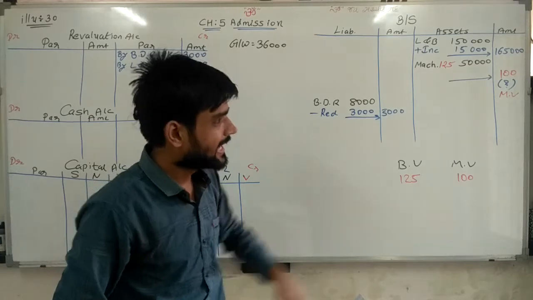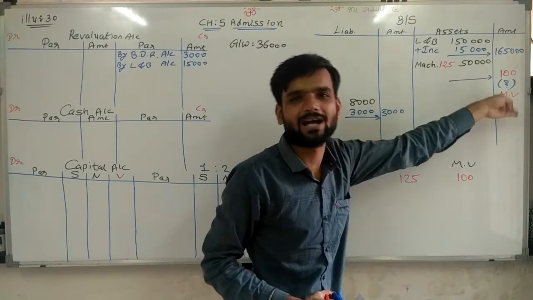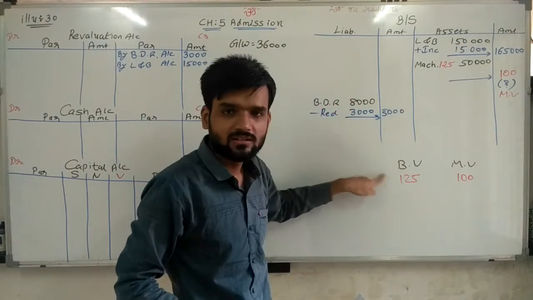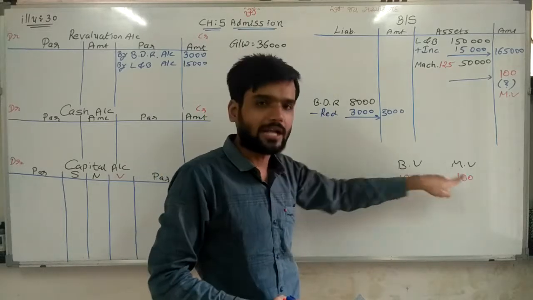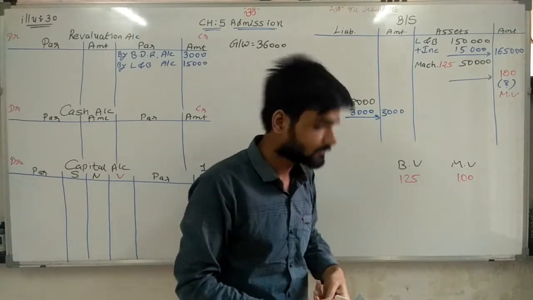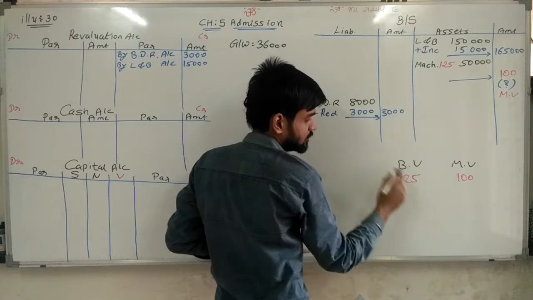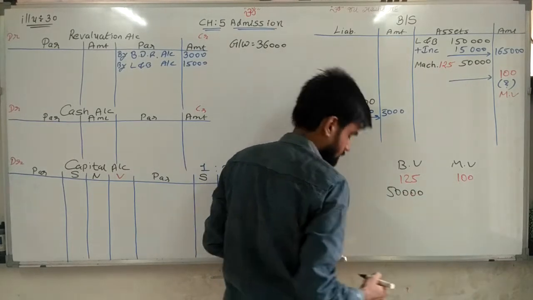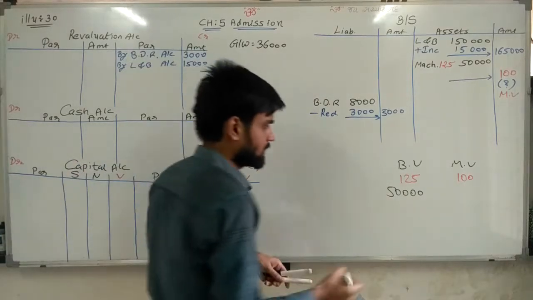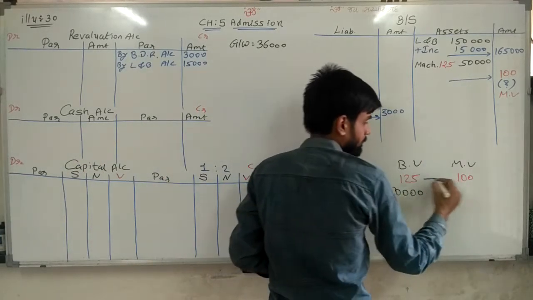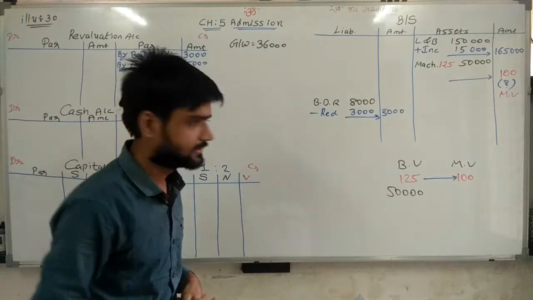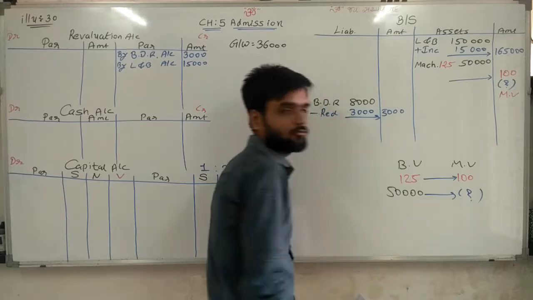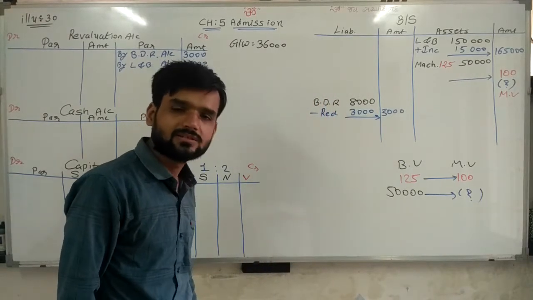But actually which value do we need? Market value, because we need to write it, and this is already 25% more. So we have to write 125. Book value is given, so under book value I am writing 50,000. Now compare: 125 book value, then market value 100, then if book value is 50,000, what is the value of market? Simple.